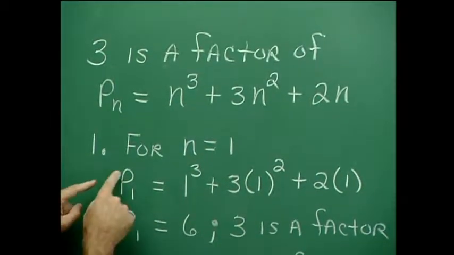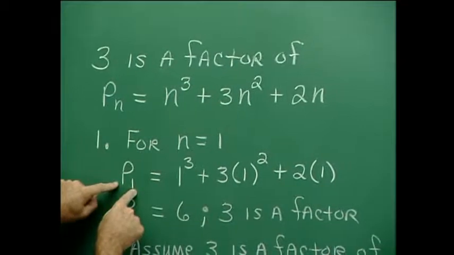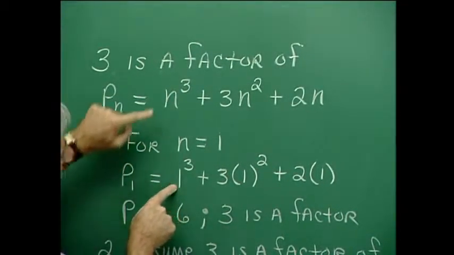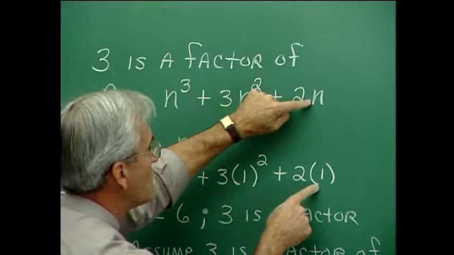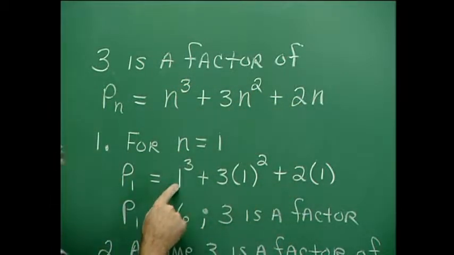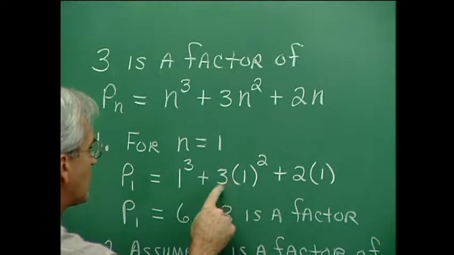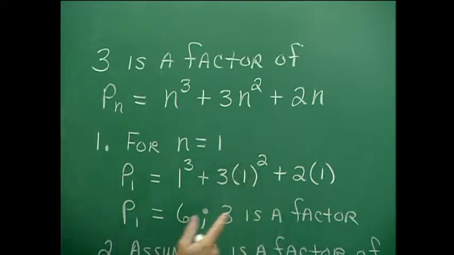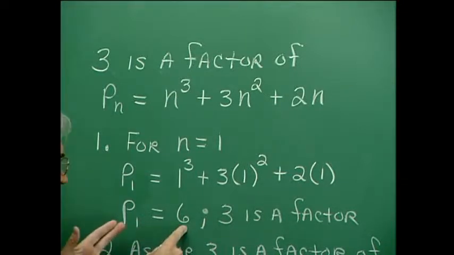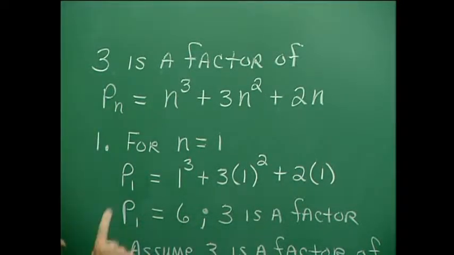Now, let's see. P sub 1, the polynomial when n is 1, would be 1 cubed, comes from up here, plus 3 times 1 squared, plus 2 times 1. Well, let's see. 1 cubed is 1. 1 squared is 1, so this is 3. Plus 1 would be 4, and this is 2. 4 and 2, 6. So p sub 1 is 6, and 3 is certainly a factor of 6. So it works for n equals 1.